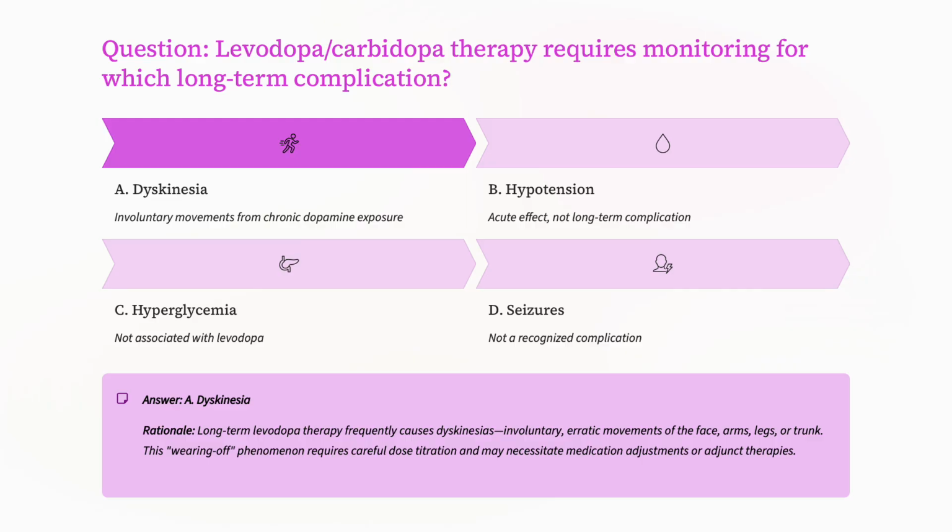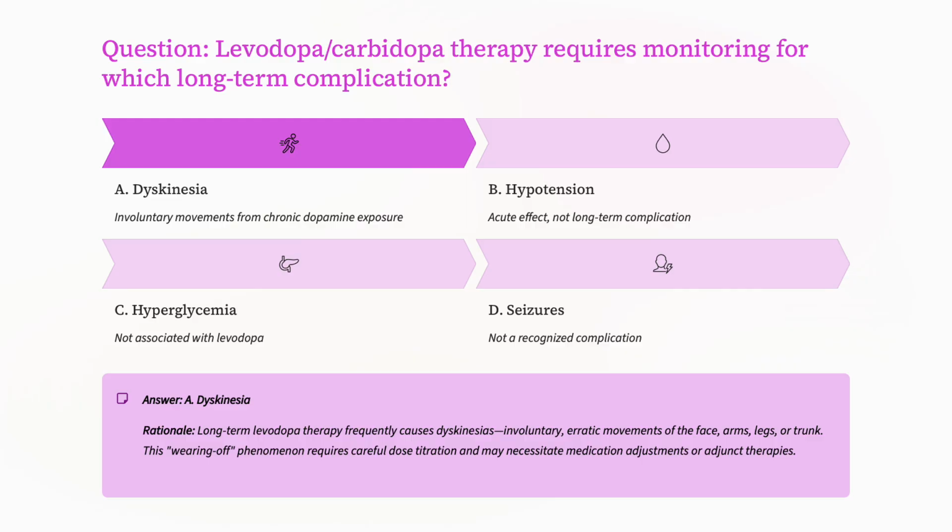So hypotension can happen in the beginning, but not long-term. Blood sugar should not be affected at all taking this medicine. So B and C we can kind of eliminate. Seizures, no, this isn't really a complication of this medicine either. So by process of elimination, we're going to go with dyskinesia, and hopefully we know that this can happen when they have too much dopamine, and that's what this medicine does.